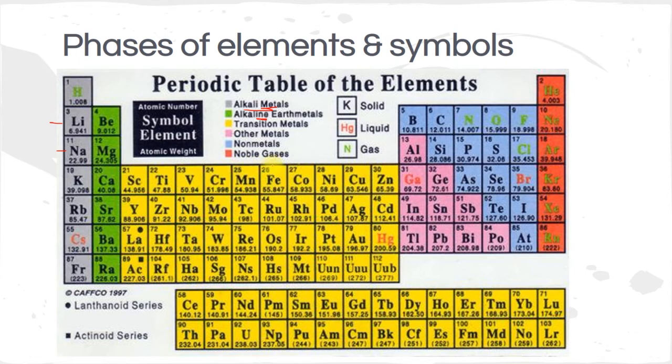And then in groups 3 through 12 here, from Sc, which is scandium, all the way to zinc, these ones are what we call transition metals, all right? And it includes these groups on the bottom here because these groups actually belong way up here.